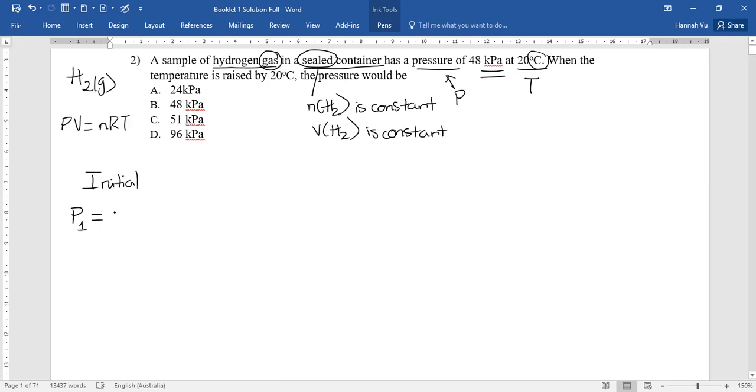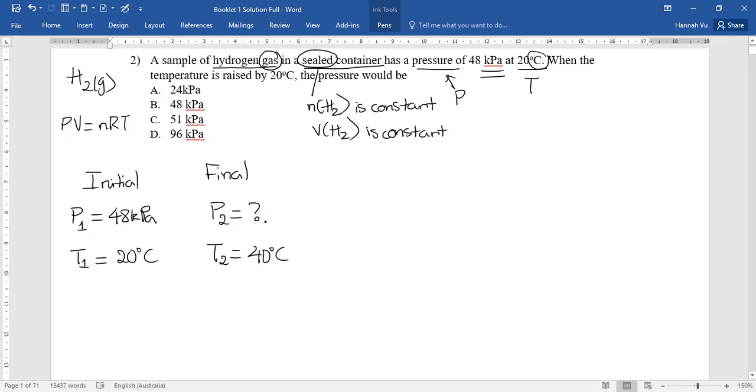So the initial pressure is 48 kilopascals. The initial temperature is 20 Celsius degrees. And final, so afterwards, the temperature is increased by 20 Celsius degrees. So the final temperature, which I'm indicating as T2, is going to be 40 Celsius degrees. You need to find the final pressure.